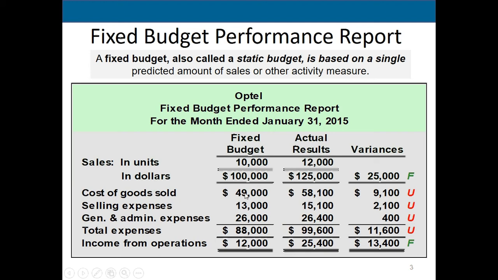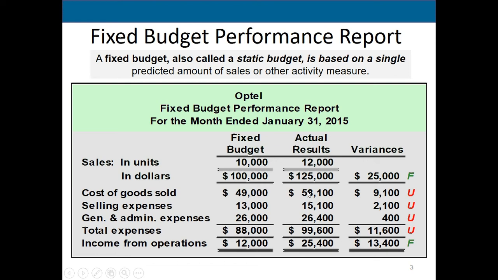The same thing could be said here. If we're selling 10,000 units, and cost of goods sold is $49,000, that's $4.90 per unit. Well, 2,000 times $4.90 per unit does not give you a $9,100 difference. It gives you something other than that if you did the math. So there's some other stuff going on that we just don't readily see here.